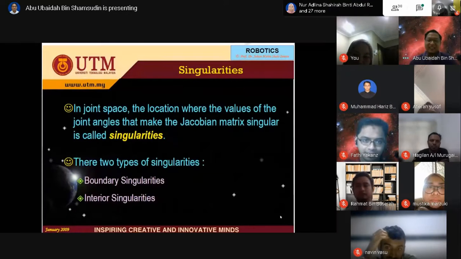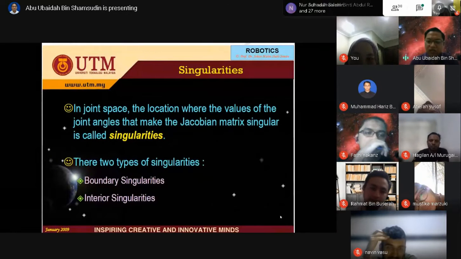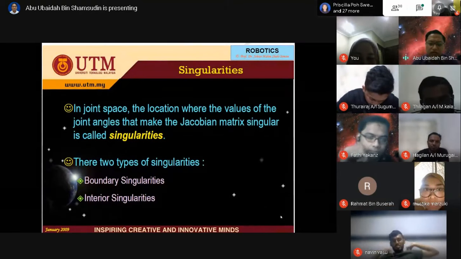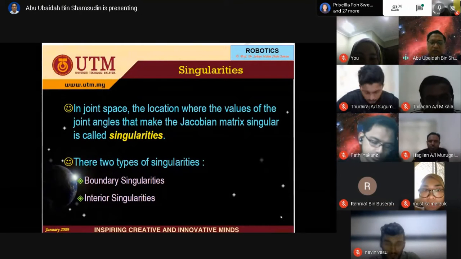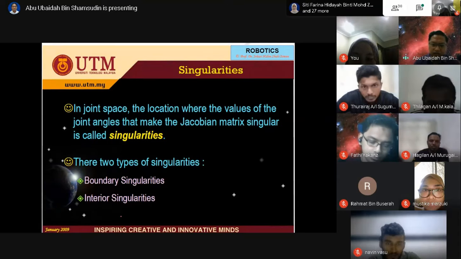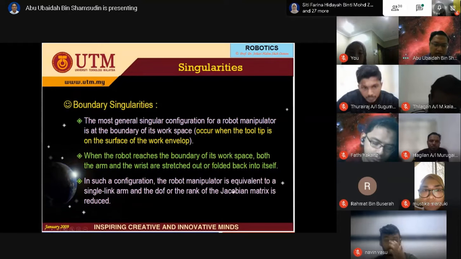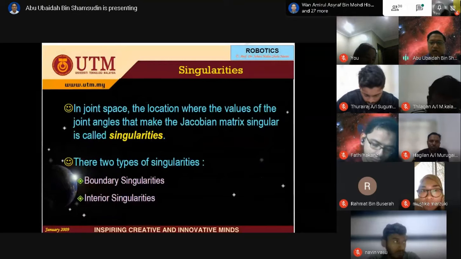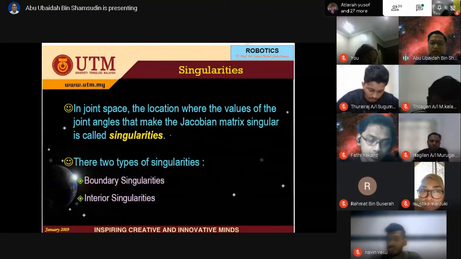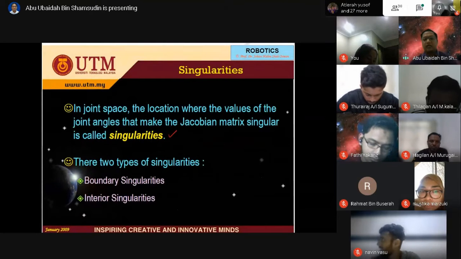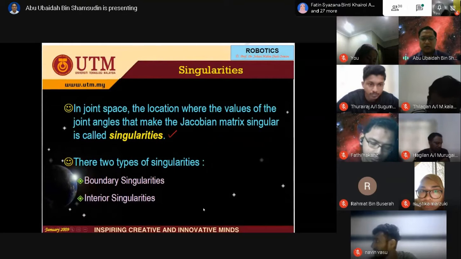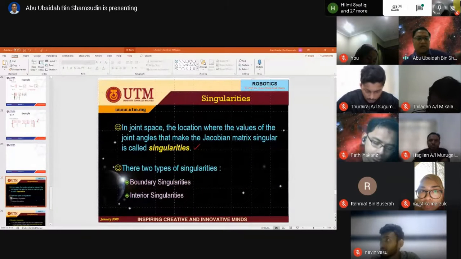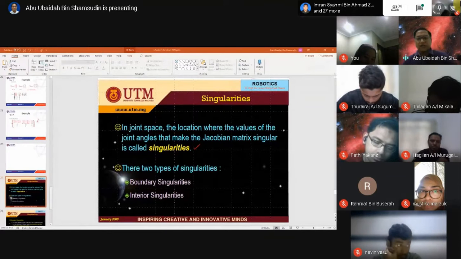Okay. So when we try to find our robot Jacobian, we need to always remember there are 2 conditions where we cannot calculate our robot Jacobian. We cannot calculate our Jacobian because of these 2 problems. The Jacobian problem happens when there are singularities. I will show how singularities can happen. So how come we have singularities? Okay, please look at my screen.